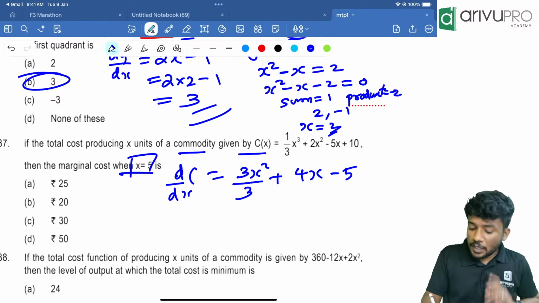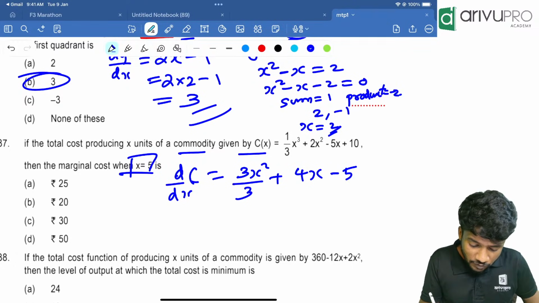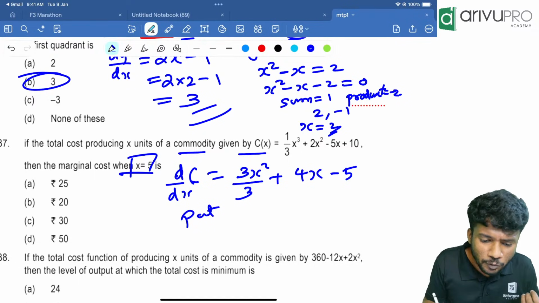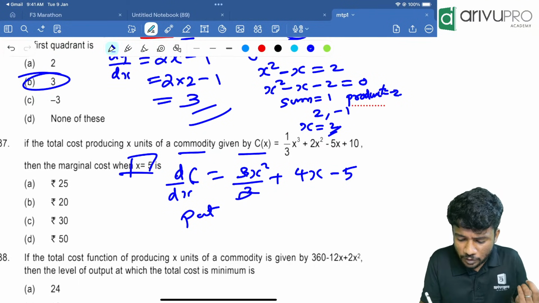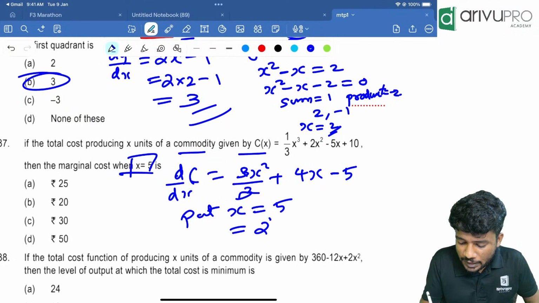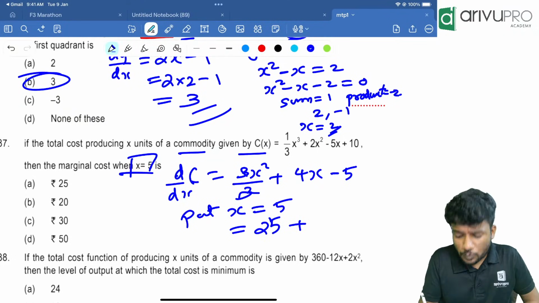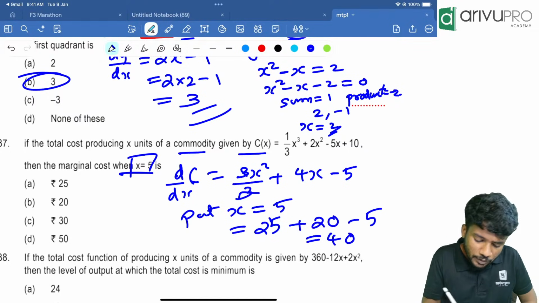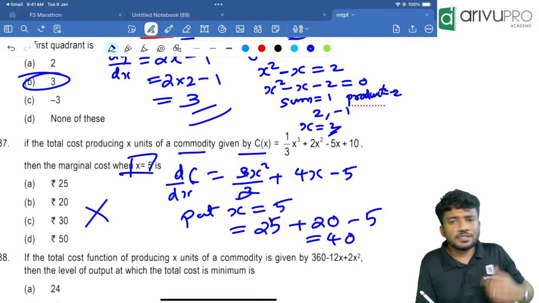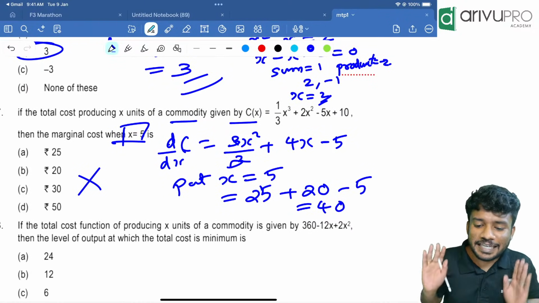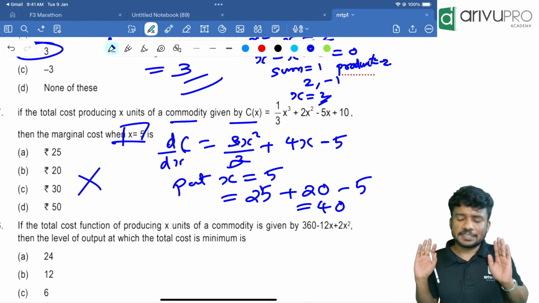Now we found the derivative of the cost function. Then we need to put x is equal to 5. The 3 got cancelled, so that is x square. Put x is equal to 5, which is 25, plus 4 into 5 is 20, minus 5, which is equal to 40. Looking at that, none of the options is satisfied. There is a mistake in the question. You will get 1 grace mark if such a question comes in the examination.